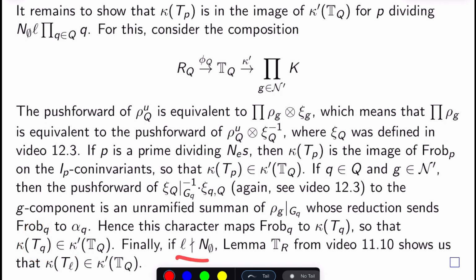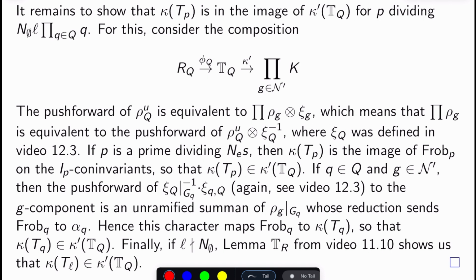Finally, if L doesn't divide M sub empty set, lemma T sub R from video 11.10 shows us that kappa of T sub L is also in kappa prime of T sub Q, and so all of the kappa of the Hecke operators are in kappa prime of T sub Q, which is what we wanted. And there we go. We finished the proof of the twisted version of the proposition.